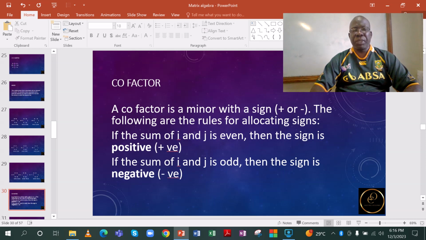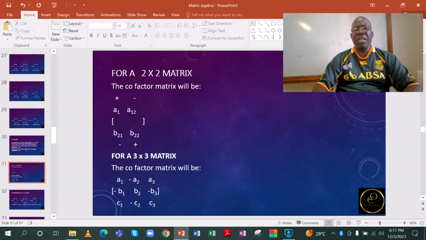So in this particular case, if the sum of i, which represents the number of the row, and j, which represents the number of the column, is even, then the sign to be assigned to that particular element is positive. If the sum of i and j is odd, then the sign is negative. That's the rule which we follow. Let's look at how that is done.